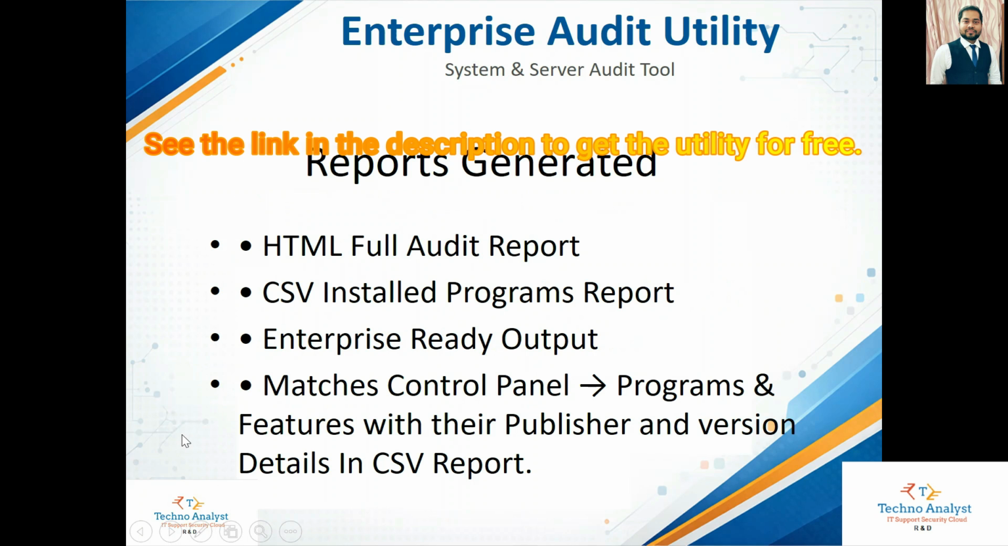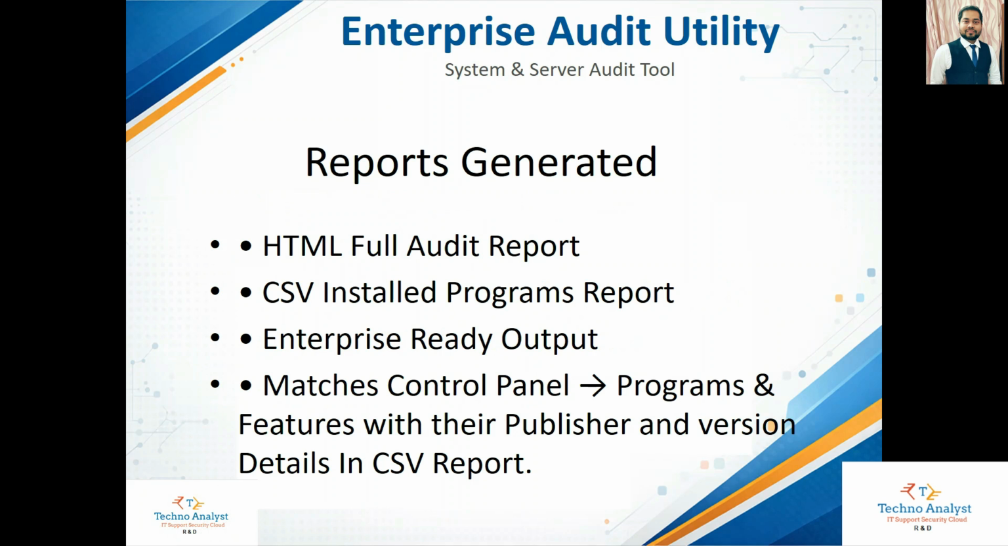Of these reports, the HTML report is the full audit report. In the CSV report, you will get the installed programs report. You would get that in HTML also, but in CSV you can give some alignment or create a proper table. For that, I just used the CSV format for the installed programs report, and this report will match your Control Panel installed programs report.